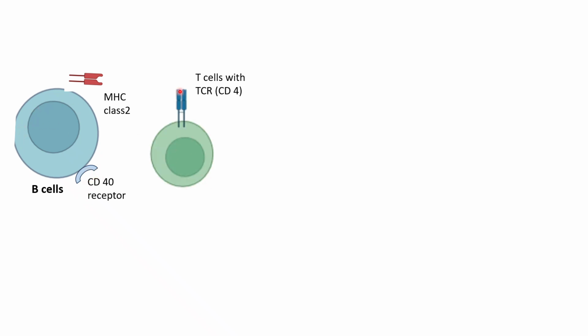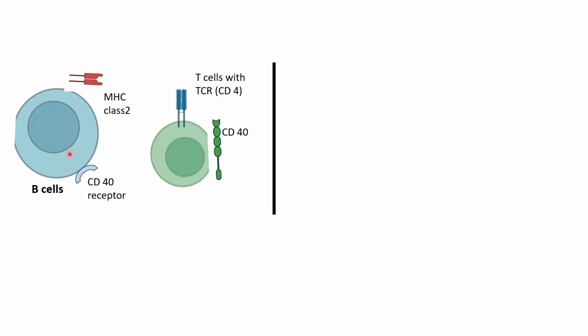What happens in humoral immunity? Humoral immunity, this is the B cell and we have the MHC class 2. In humoral immunity, along with the primary stimulation via the MHC class 2 and the secondary stimulation via the CD80/86 and the CD28 on the T cell, there is a tertiary stimulus, a tertiary receptor. This is the CD40 receptor which is present on the B cells. This is the T cell with the T cell receptor, CD4. Here we have the CD40 ligand.